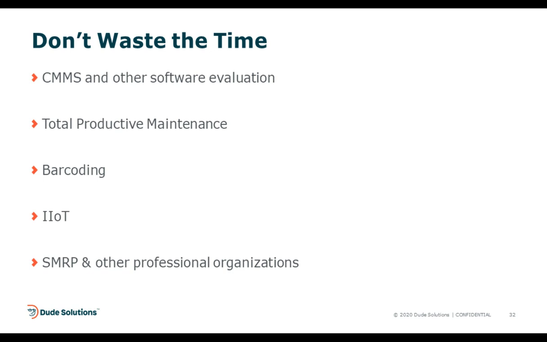Take on initiatives, barcoding as an example, and there's a lot of different ones. If you don't really use a lot of barcoding, it's a great way to streamline operations. Look at the industrial Internet of Things, your sensors and so forth. Take a look at the many professional organizations. I'm a big fan of the Society of Maintenance and Reliability Professionals. It's a wonderful organization. But just don't waste the time. Use this to better your professional career, better your operations, better your organization around you.